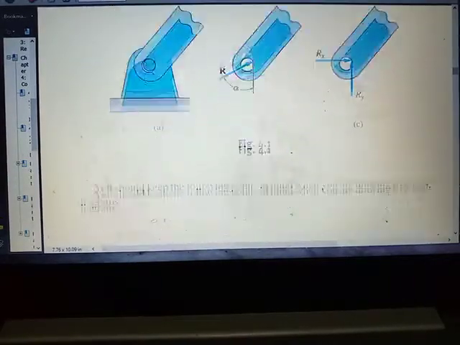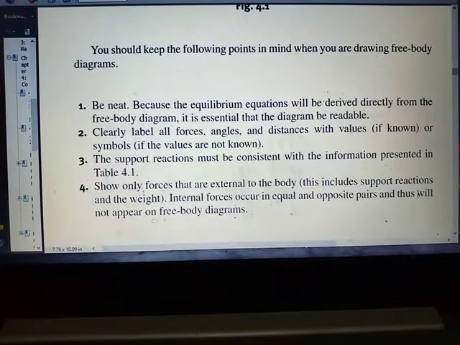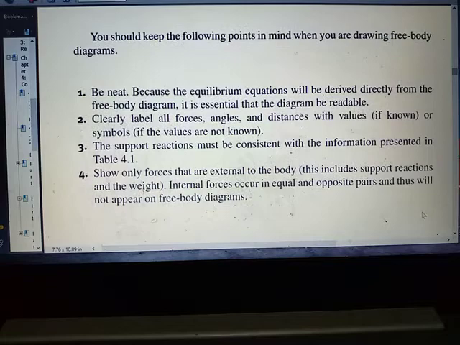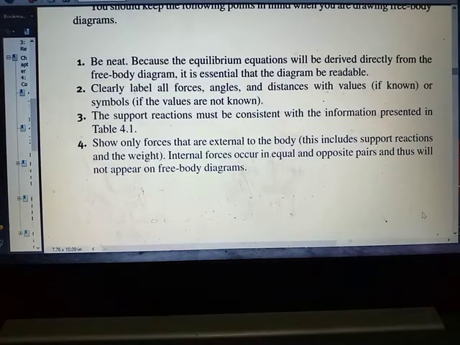So, yan yung mga iba't ibang forces. Okay. So, you should keep the following points in mind when you are drawing a free body diagram. Because the equilibrium equations will be derived directly from the free body diagram. Then, clearly label all the forces, angles, and distances with values if known. And then, support reactions must be consistent with the information presented and show only the forces that are external to the body, which includes the weight. Okay, so internal forces are equal and opposite pairs and thus will not appear on free body diagrams.